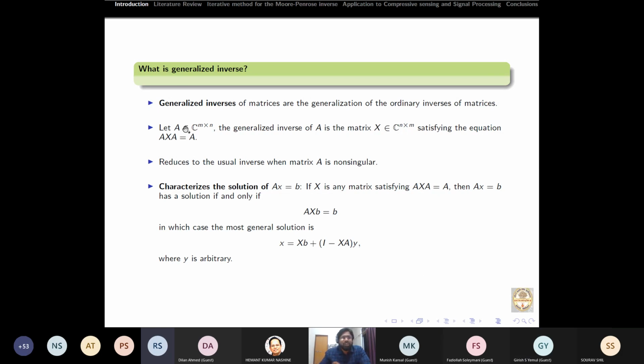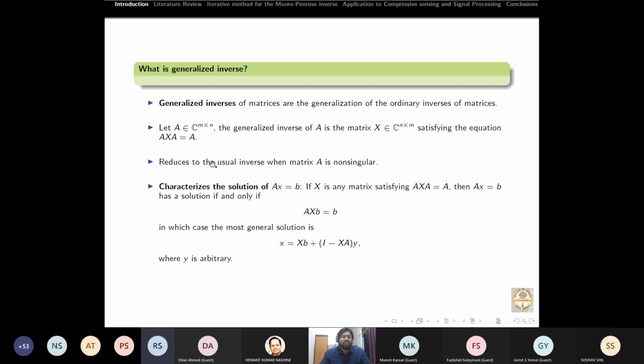What is the definition? If A is any m cross n matrix, then its generalized inverse is a matrix X, which is of order n cross m, of course m representing the rows and n the columns in general, satisfying the matrix equation AXA equal to A. So the general definition of generalized inverse is: if A is any m cross n matrix, then its generalized inverse is the n cross m matrix X which solves this matrix equation AXA equal to A.